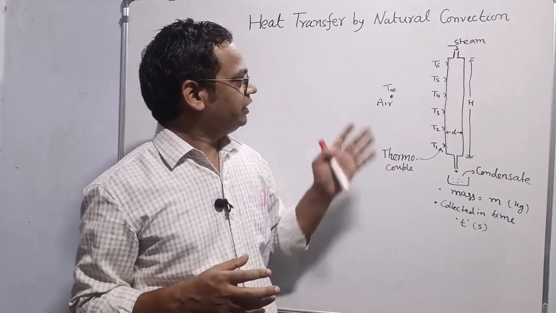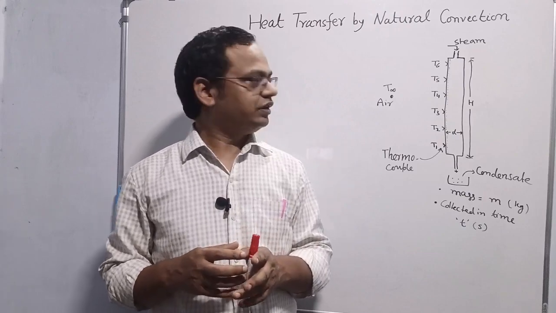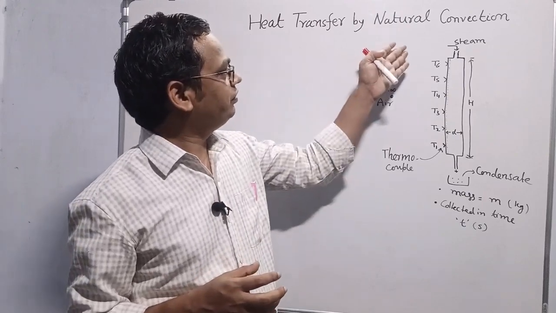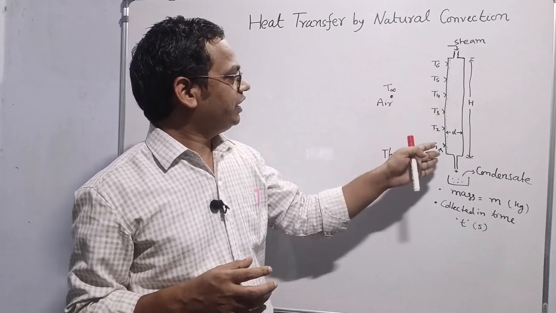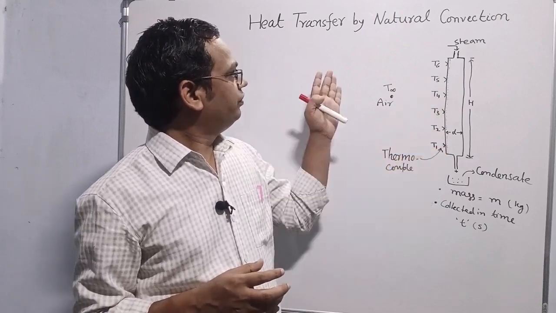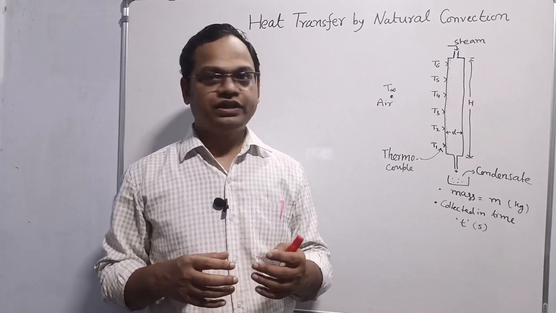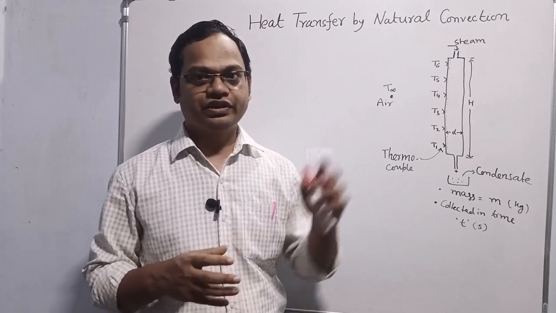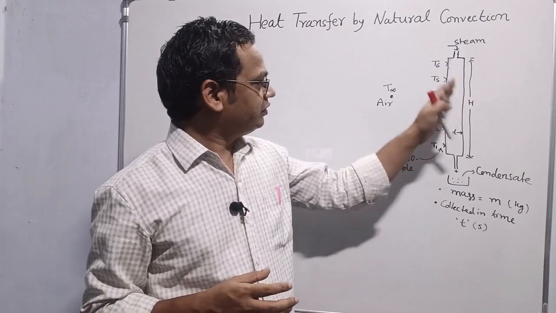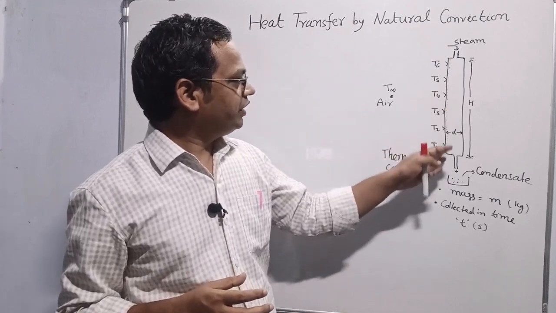From this experiment, we learn to find the heat transfer coefficient for the natural convection of air for vertical as well as horizontal tubes. We also compare the experimental values to the values calculated using the empirical correlations. We'll discuss these things. First of all, we'll talk about the vertical tube, which is made of metal.